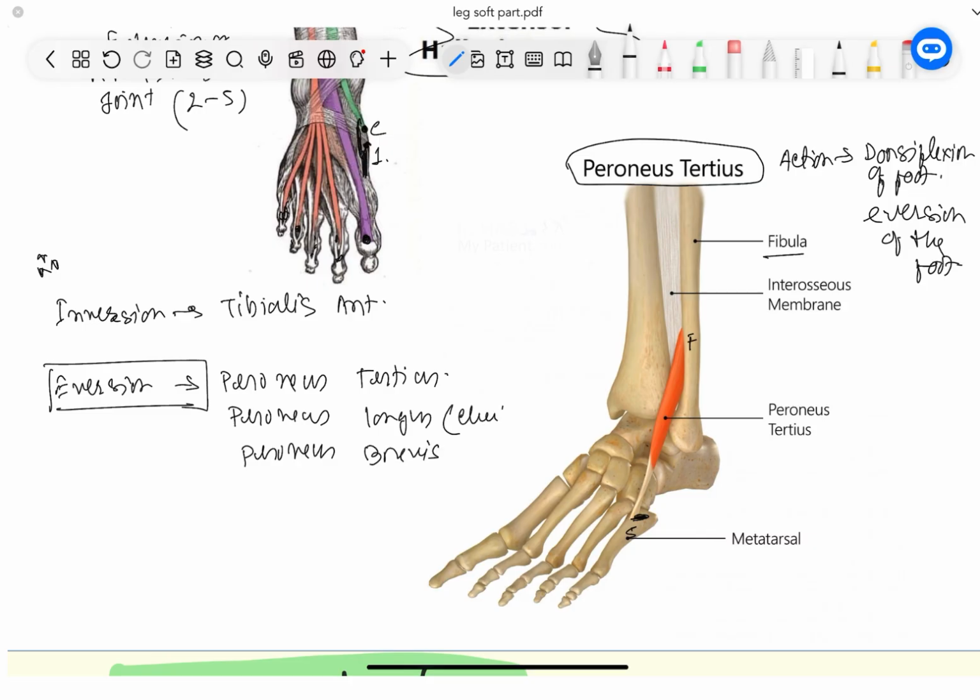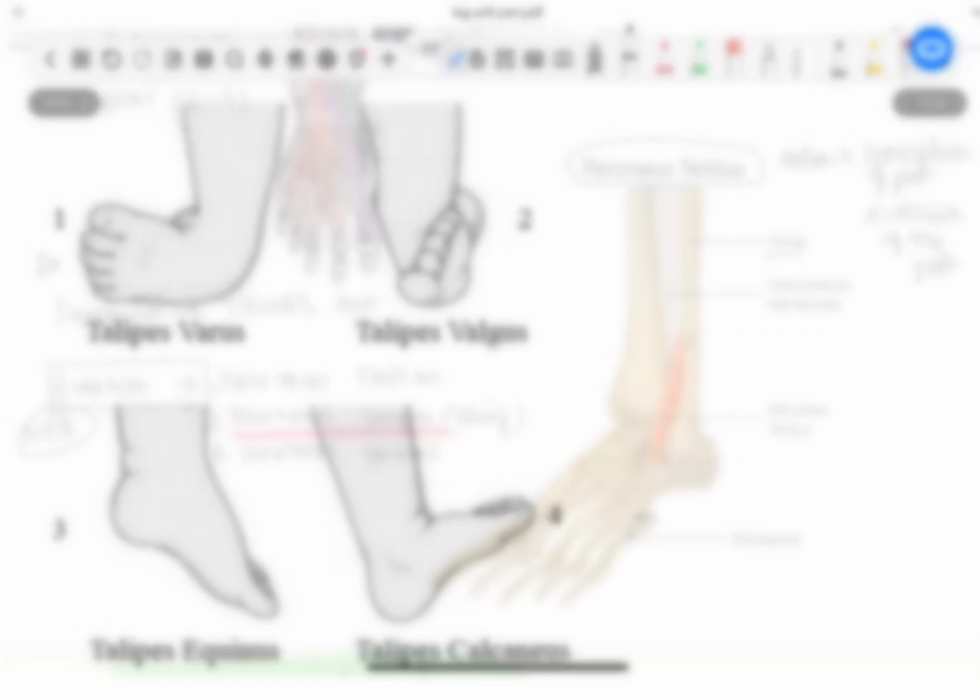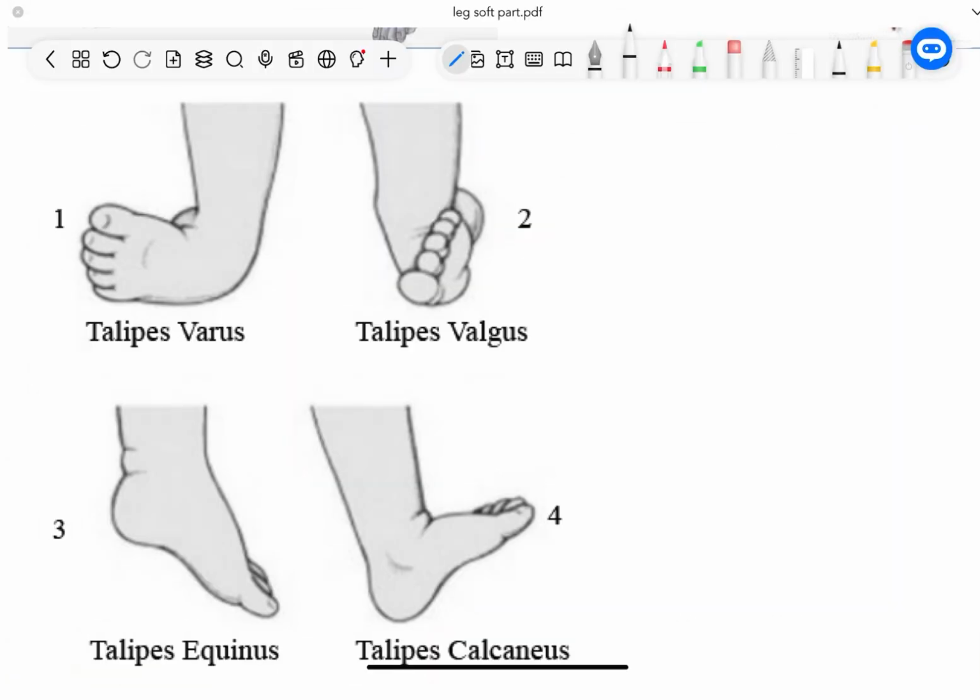You have to remember, this is the chief. So chief everter of foot is the peroneus longus, but all three can help to do the eversion of foot. It is a point of MCQ. Now related to the eversion and inversion of the foot, there are two congenital conditions we can get, or maybe because of injury to the superficial peroneal nerve also we can get.